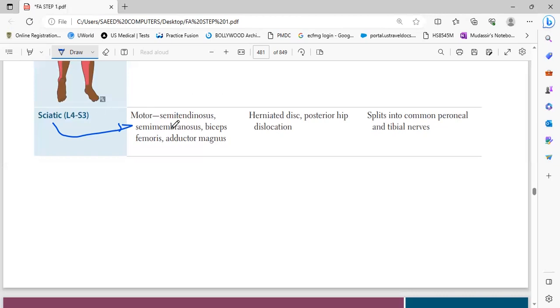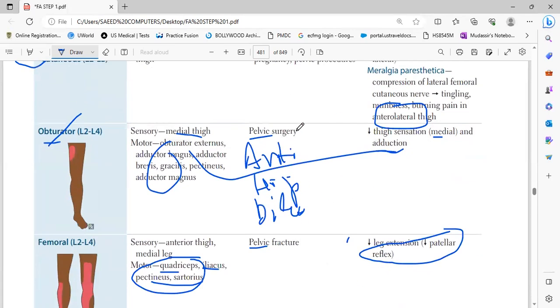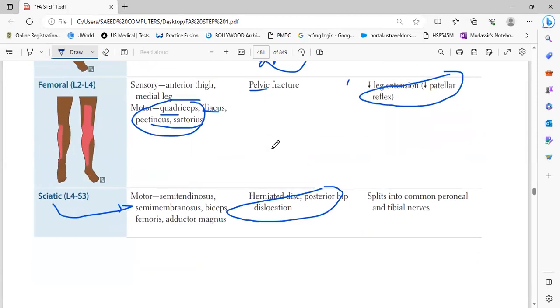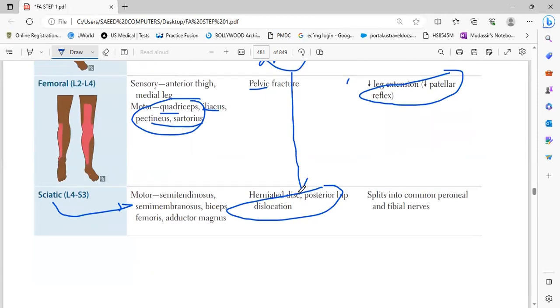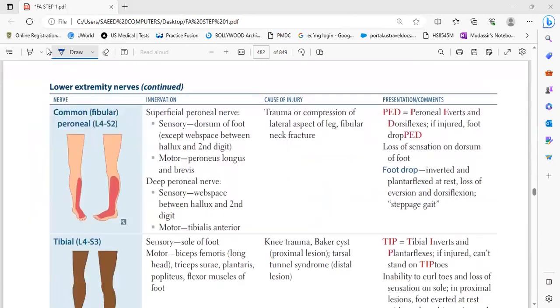You will have an issue of the sciatic nerve in the case of herniated disc or posterior hip dislocation. Here we have discussed anterior hip dislocation, and here is posterior hip dislocation. The sciatic nerve splits into the common peroneal nerve and the tibial nerve. Next are the two branches of the sciatic nerve.